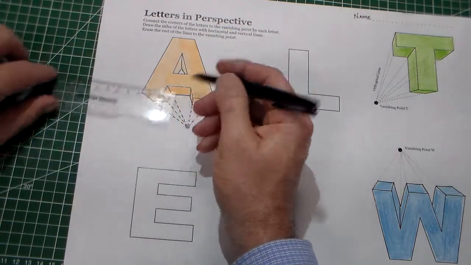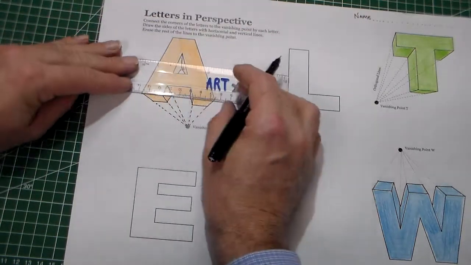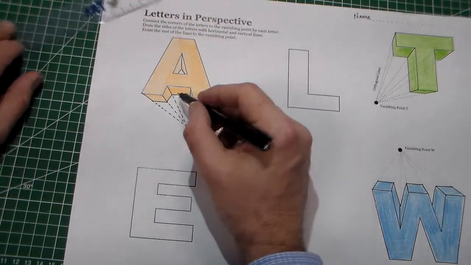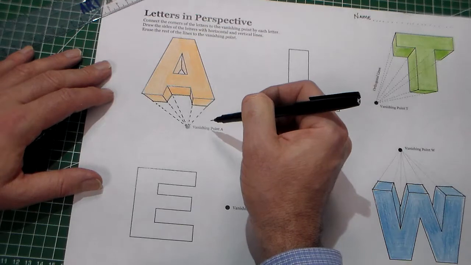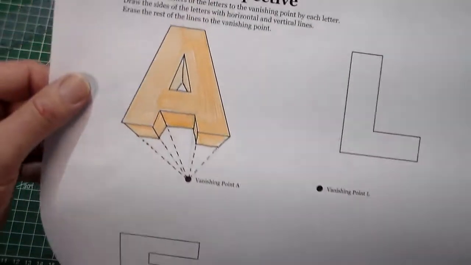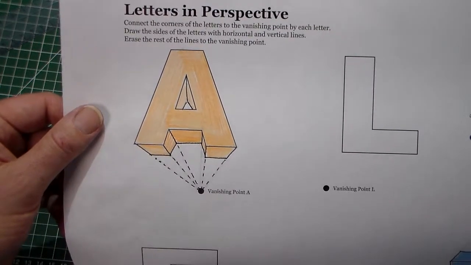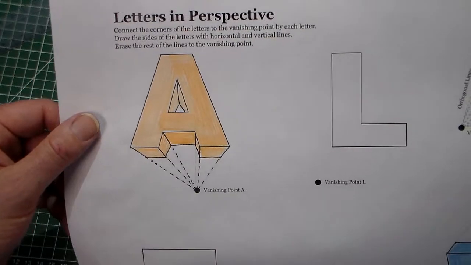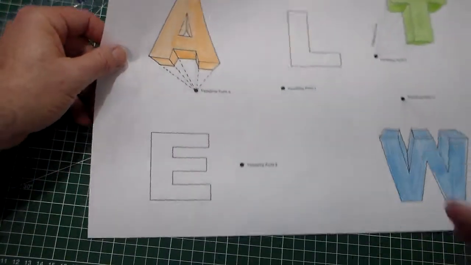Then I've used a parallel line from here, move down to a parallel line from here, move down to a parallel line to create my 3D letter. We can just have a look at that there. So if you can look, you can see the dotted lines going down to the vanishing point, and then the letter's been coloured in.